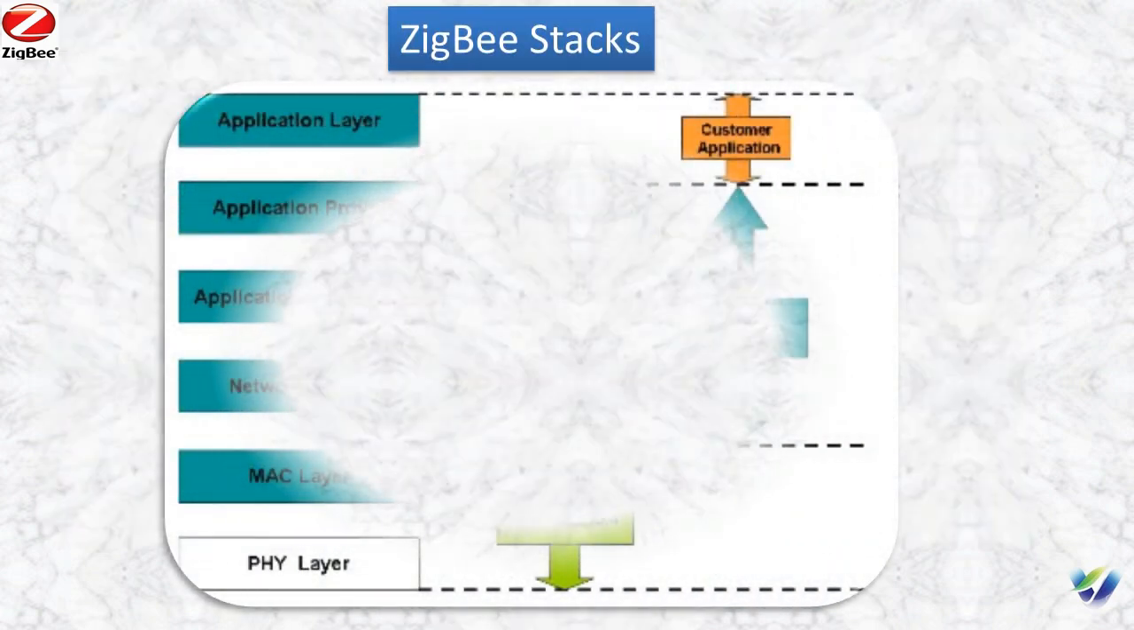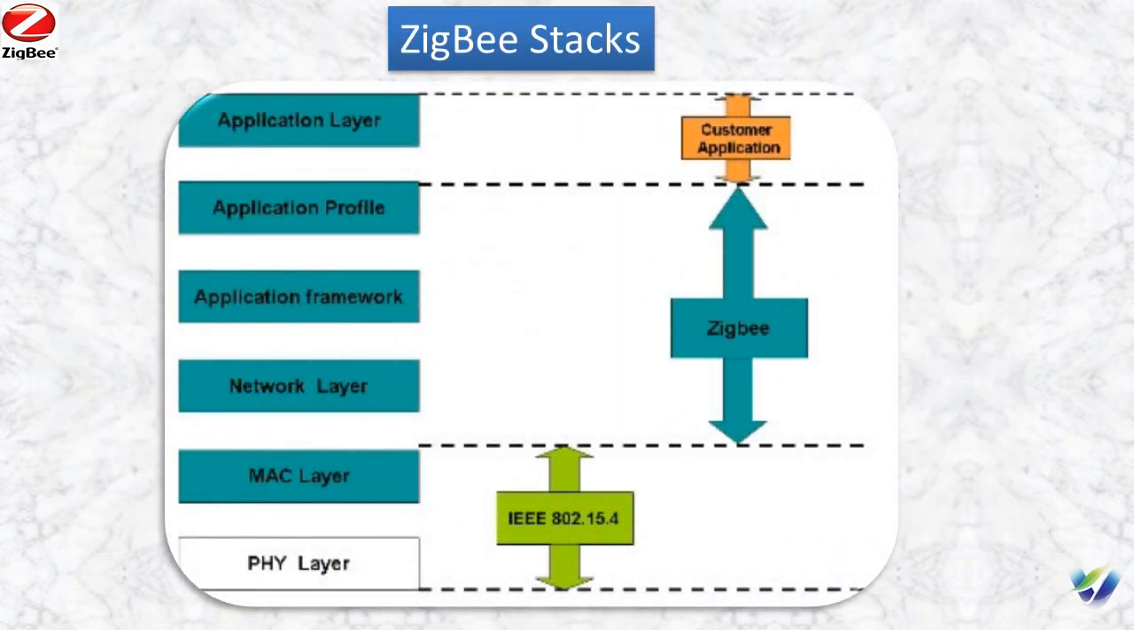ZigBee stacks. The physical and MAC layers are defined in IEEE 802.15.4. The network layer, application framework, and application profile are defined by ZigBee. And the application layer is the customer application.